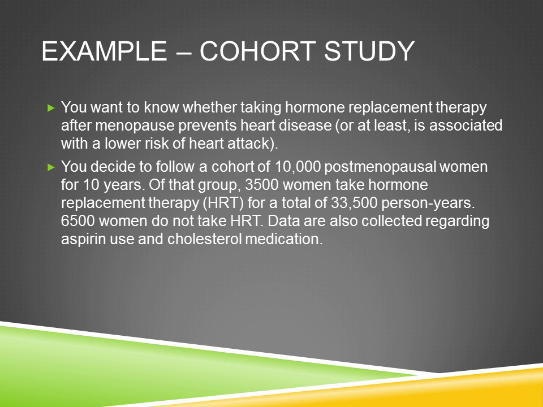So here's an example of a cohort study. This is a real study, but I made up the numbers. So you want to know whether taking hormone replacement therapy after menopause prevents heart disease, or at least is associated with a lower risk of heart attack. We don't really know whether something prevents or causes. So you decide to follow a cohort of 10,000 postmenopausal women for 10 years. 3,500 of them take hormone replacement therapy. It's their choice. This is a natural experiment. You're not telling them to do it. And 6,500 women of them don't take it. And you follow them for, you can see the total of 33,500 person years because some of them drop out or whatever. And then of the 6,500 women, they're also followed for something less than 65,000 person years.